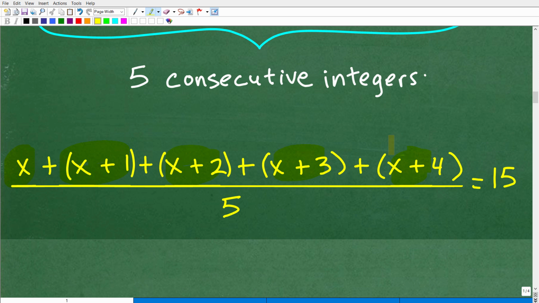We're adding them all up, and we're dividing by 5 because we have 5 numbers. We just know that when we do this, the answer is 15. All right, so here it is right here. The average of 5 consecutive integers is 15. So at this point, what we need to do is solve for x. Now, this might seem like a difficult equation to solve, but it's actually quite easy. Let's go ahead and get into that right now.